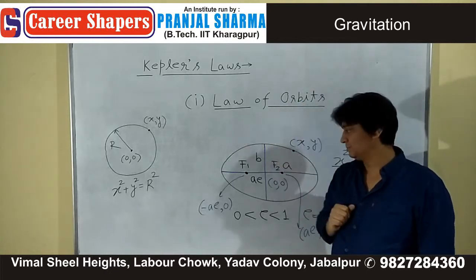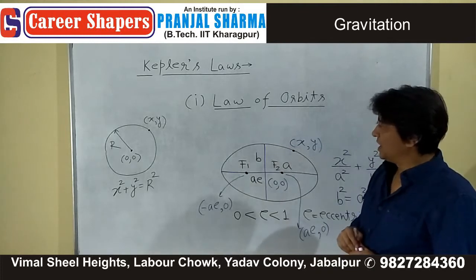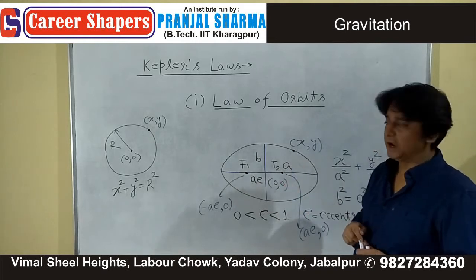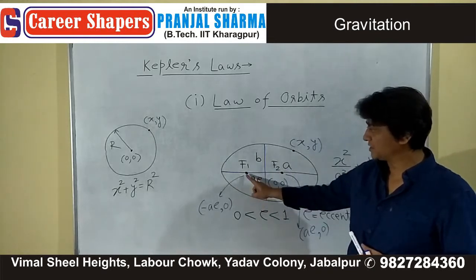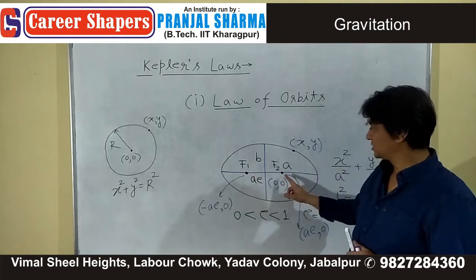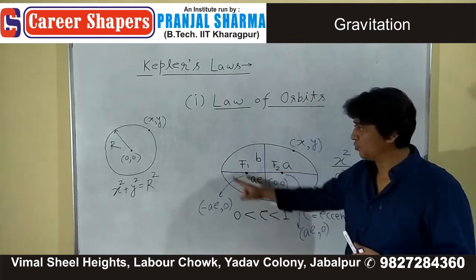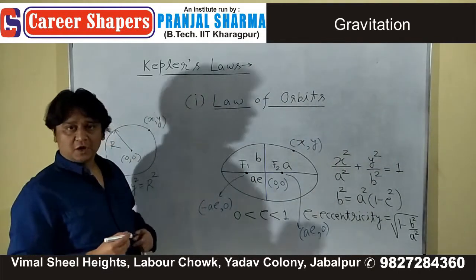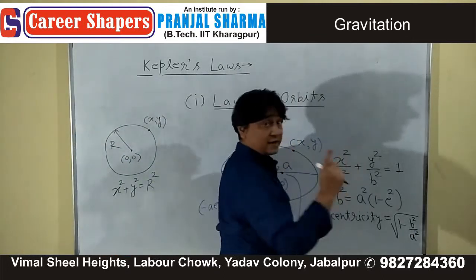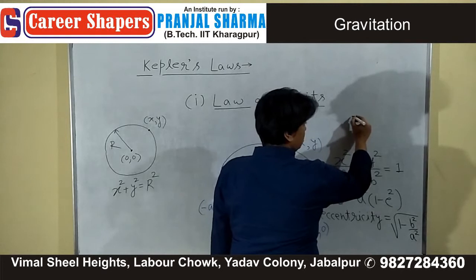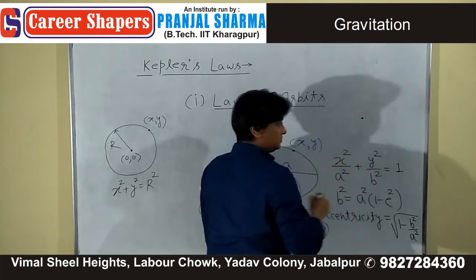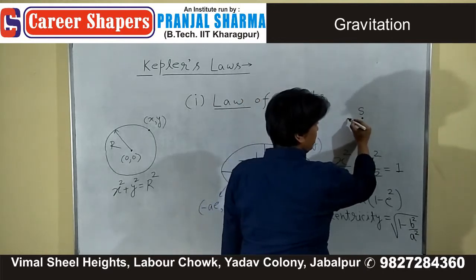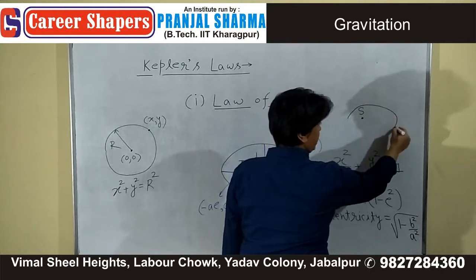Now, for the first law, we say that all the planets move in elliptical orbits with Sun at one of the foci. That means if Sun is present here or is present here, then a planet will move like this. So if we draw the path of all the planets, it will look like this. This is Sun.